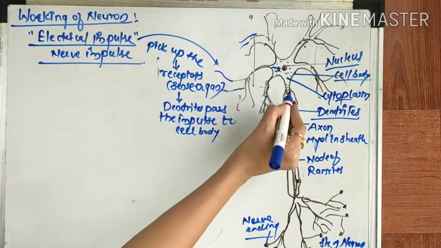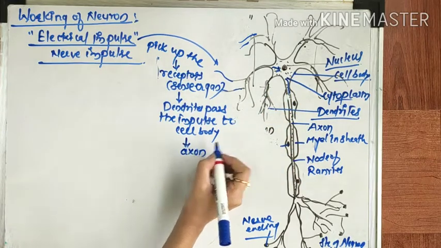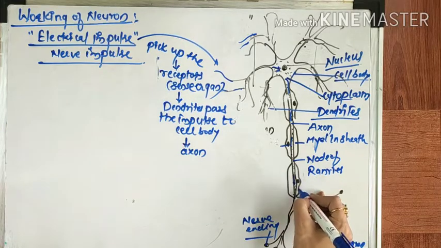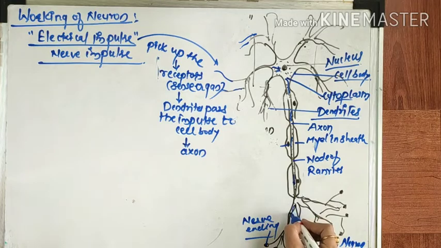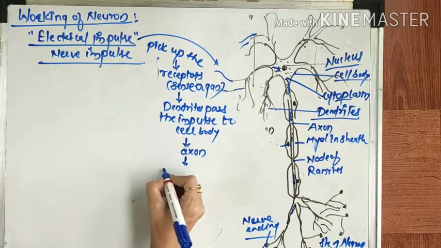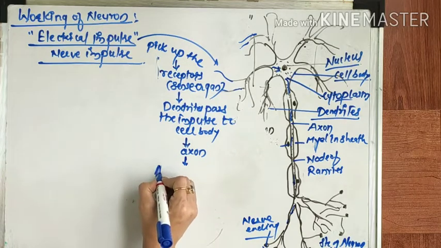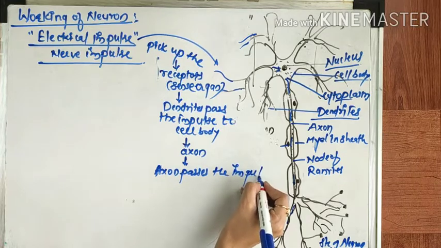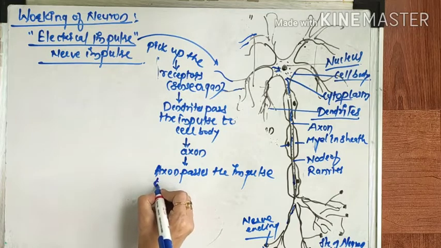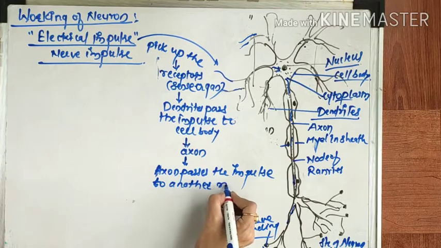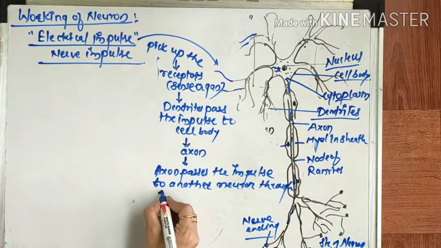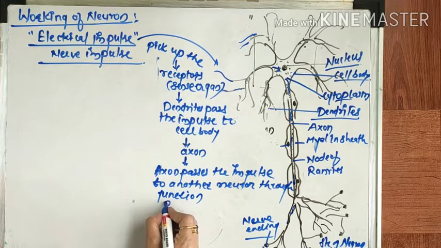And from the cell body, it then goes to the axon. You can see it goes to the axon, and from this axon it passes the impulse to another neuron through the junction that is called synapse. I will tell you what it is. So this axon passes the impulse, or a message we can say, to another neuron through the junction, and that junction is known as synapse.